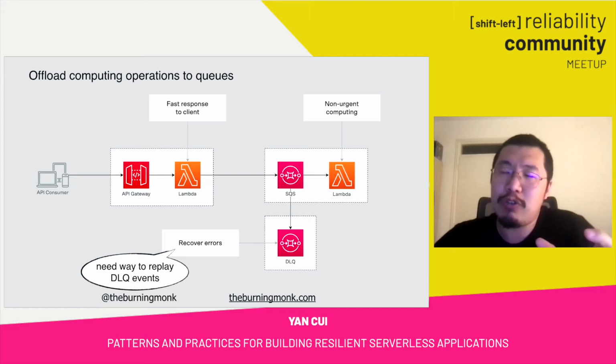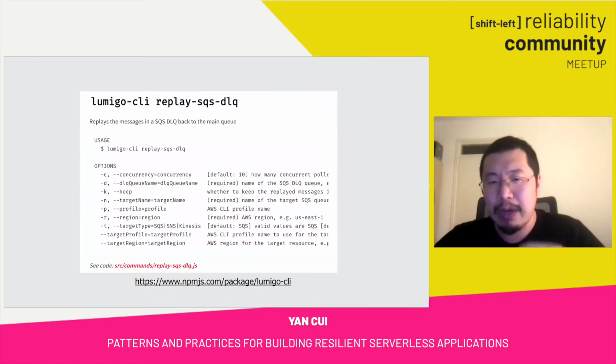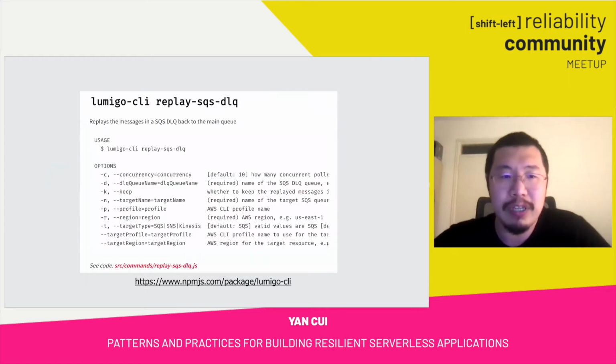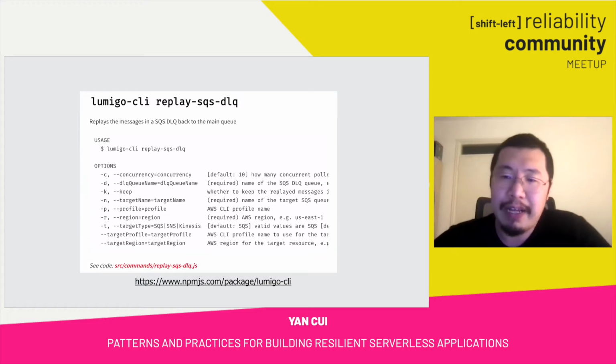So AWS introduced some console functions for you to replay events from a DL queue back to the main queue, but I also have this tool called the Lumigo CLI, which has a bunch of helpful commands, including the ability to replay events from a dead-letter queue back to an SQS queue or some other targets if you want as well.